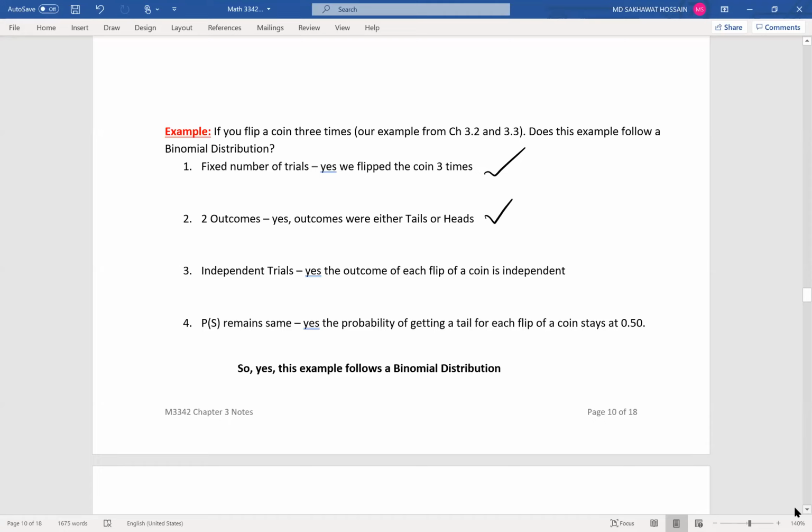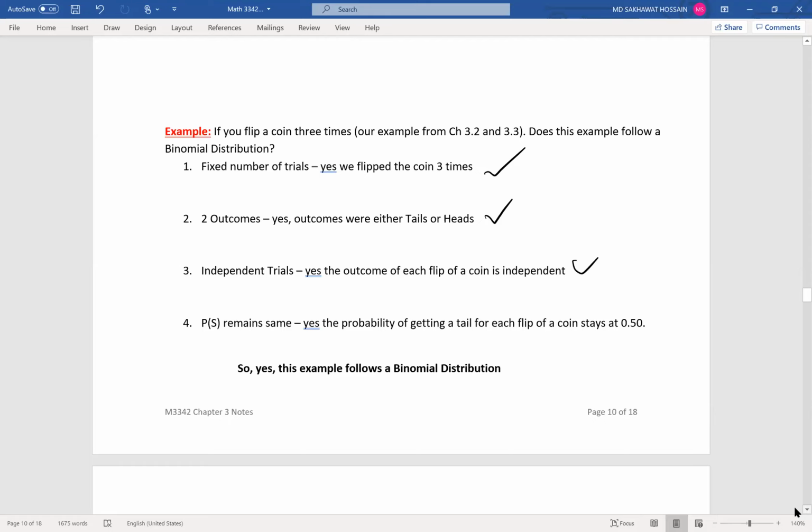The third one is independent trials. If you flip a coin 3 times, each time you have a chance to get either of the 2 outcomes. Getting a head in the second flip doesn't depend on the outcome of the first flip, right? So the trials are independent, and this is also correct.